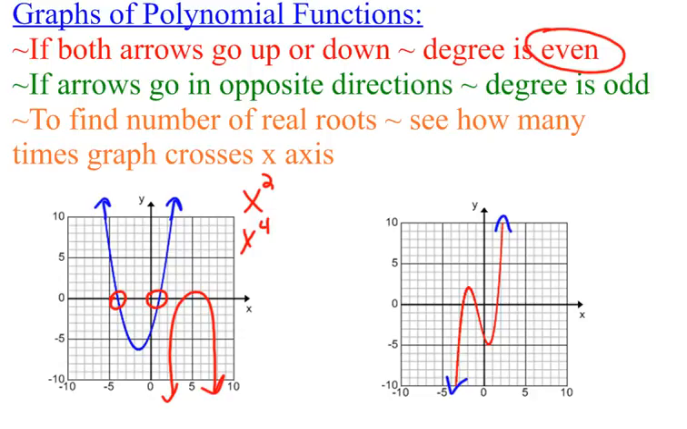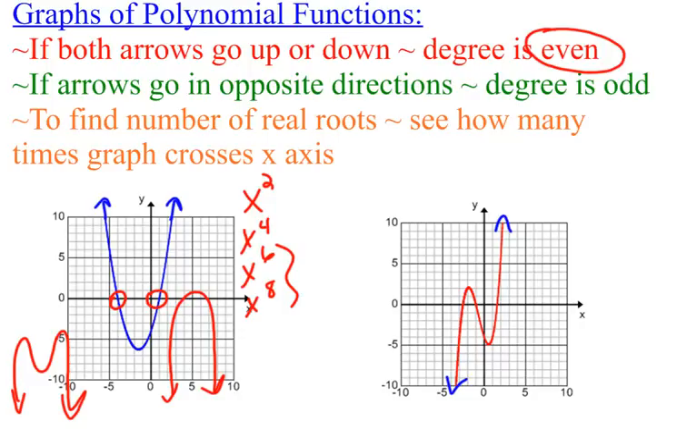It's going to be a little bit of a different kind of graph, but here's an example of one. It looks something like that, where both arrows are going down. Same with x to the sixth, x to the eighth. Those are not functions we work with a lot, but that would be true for them.